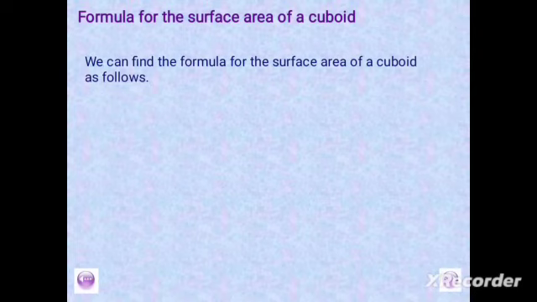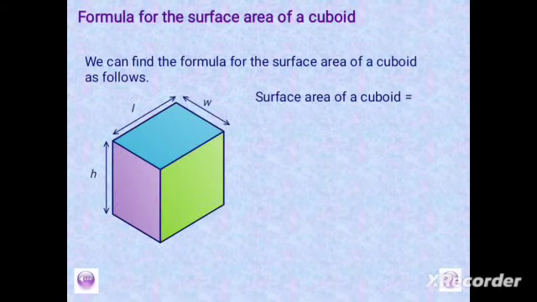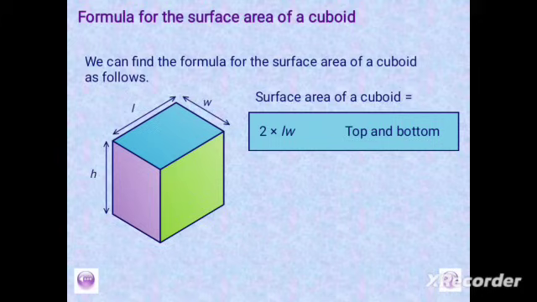So we can find the formula for the surface area of a cuboid as follows. We have a cuboid below of length, height, and width. We can find the surface area of the top and bottom faces, that is 2 times length times width, because length times width is the area of one face, but there are two faces, so it is 2LW.